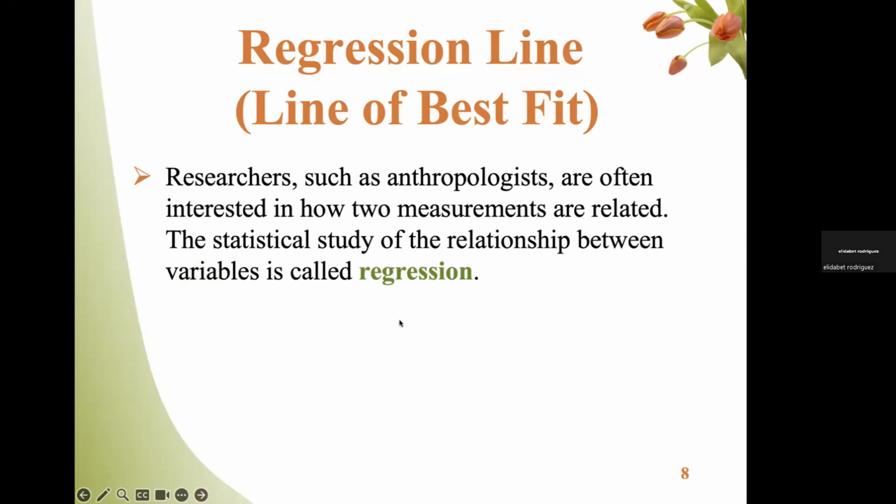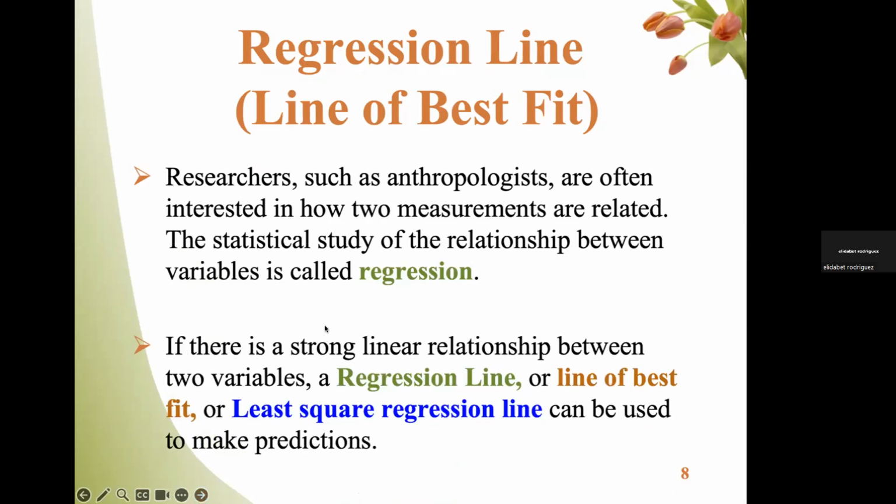Researchers such as anthropologists are often interested in how two measurements are related to each other. What is the relationship between those ordered pairs that I gave you? The relationship is the equation that we come up with, and it's called regression. The regression is called either a regression line, line of best fit, or least squares regression line.